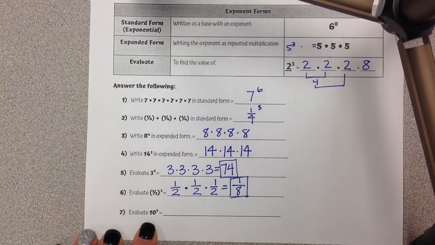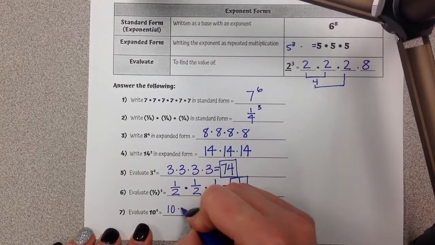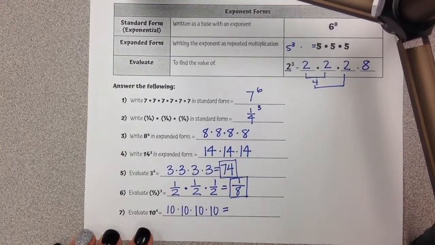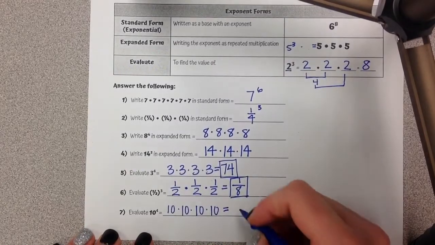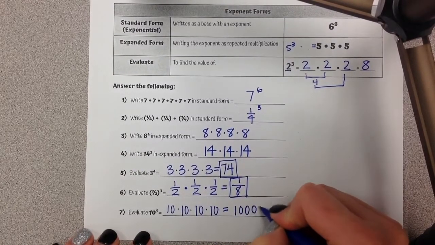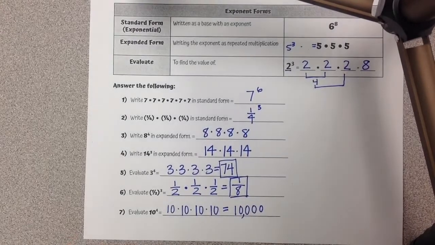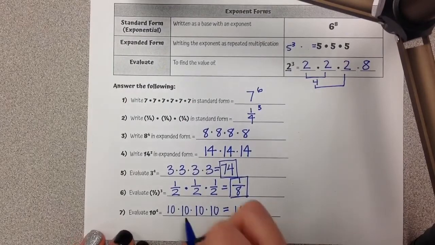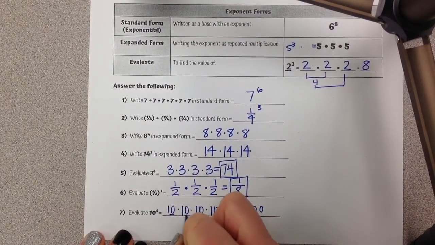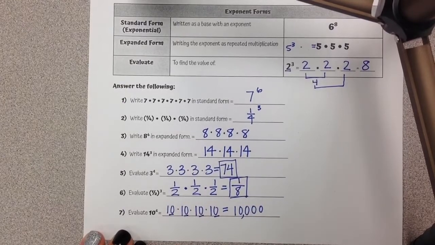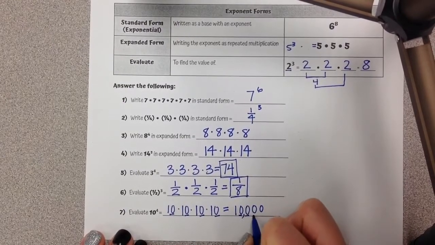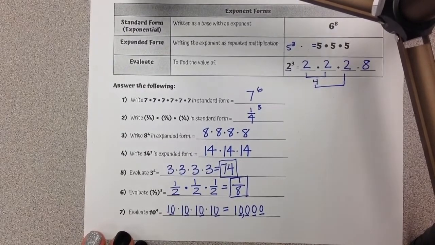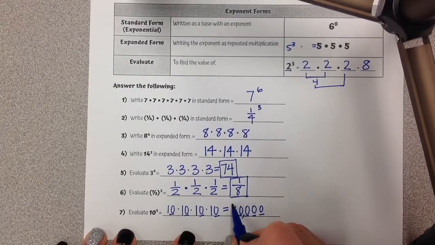Now I'm going to evaluate 10 to the 4th power. So I have 1, 2, 3, 4. Okay? So that actually equals 10,000. Okay, so you can either type that in your calculator, do it in your head, or you might notice 1, 2, 3, 4 zeros. My answer has 1, 2, 3, 4 zeros. Okay, so that's a quick trick that works when you are finding the power of 10.